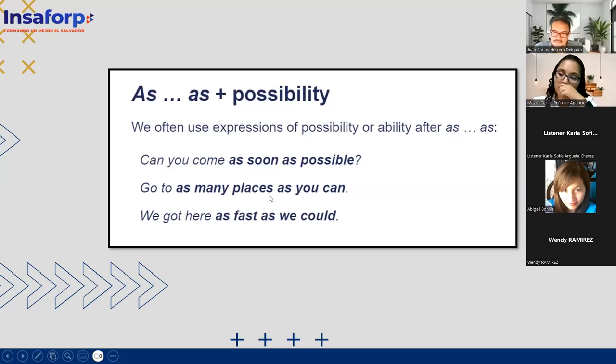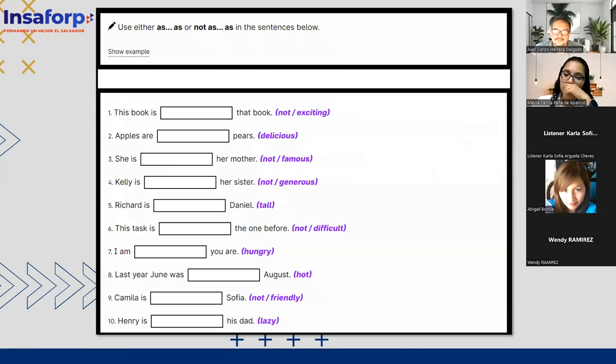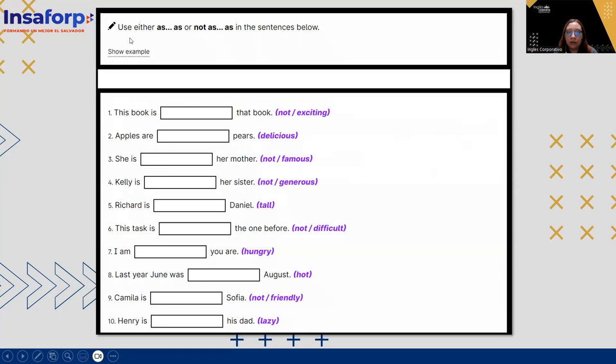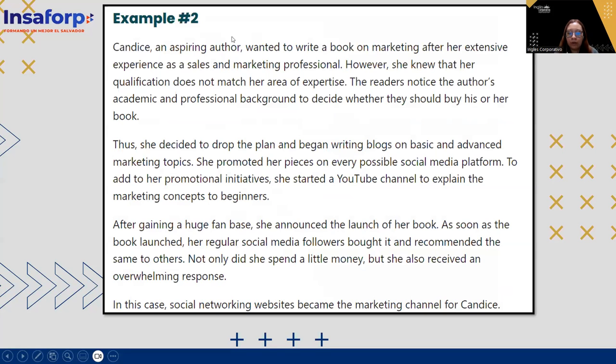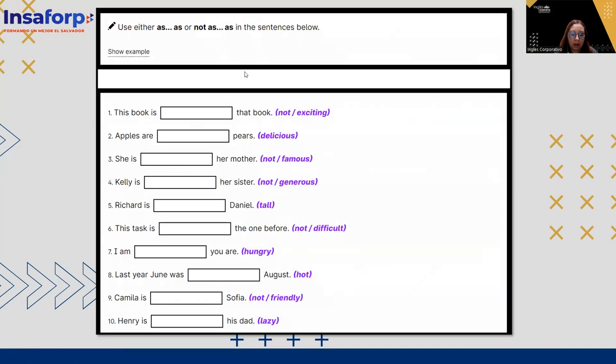Oh no, we had an exercise in here, just a moment. I forgot about the exercise. Okay, we have this exercise. You're going to use either as adjective as, or not as adjective as, in the sentences below. Sentence number one, for example: This book is not as exciting as that book. Important, you need the word as two times. Whether you're speaking in affirmative or in negative, the word as goes two times.